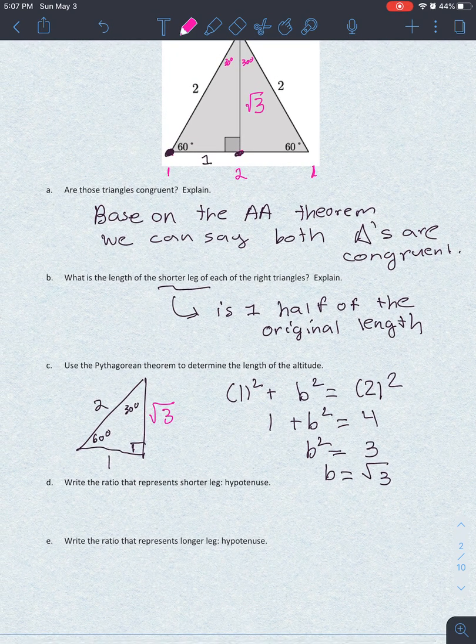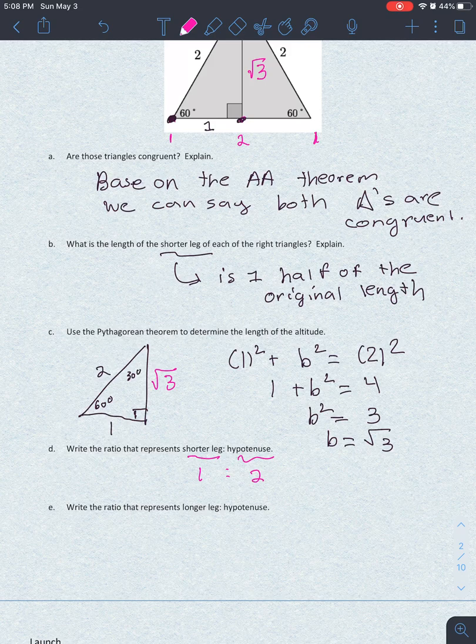So now we're going to talk about the ratios. So the ratio from the shorter leg to the hypotenuse. So we remembered that the shorter leg is the side opposite 30. So this is 1, and the hypotenuse is 2. So what this means is the hypotenuse is always going to be twice as large as the side across 30 degrees. That's going to be something important to remember later.